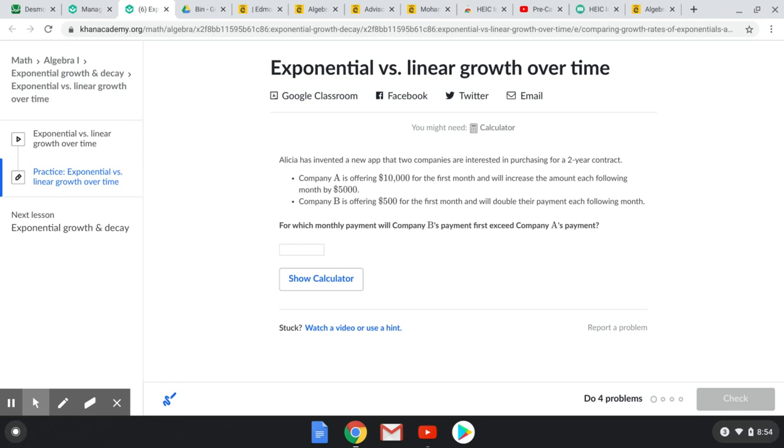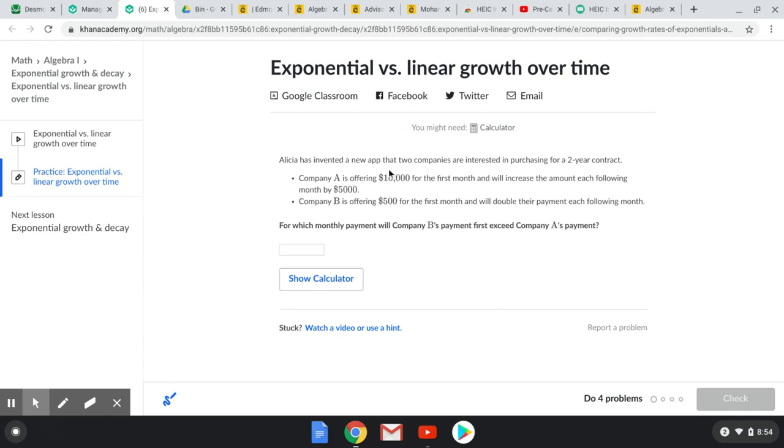Hey guys, so in this one we're going to be talking about exponential versus linear growth over time. So we're going to have an exponential situation, we're going to have a linear situation, we're going to be comparing them. That's basically how these are going to work. So bear that in mind as I'm reading the question.